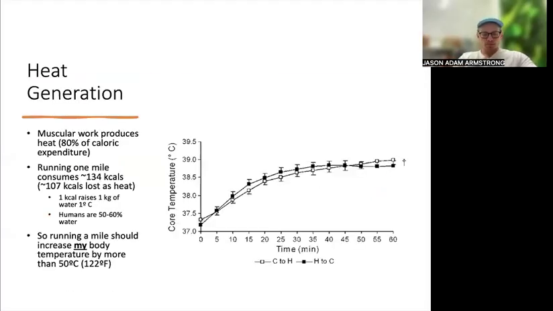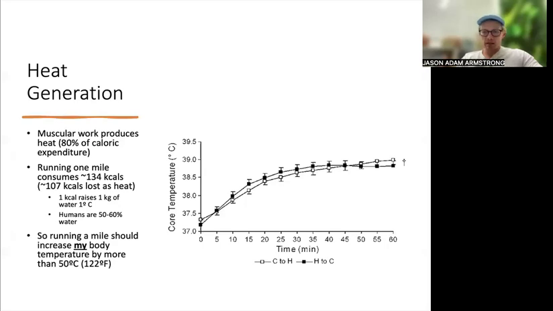So first, heat generation. And I'd love you to pull out a piece of paper and do some of this math because it's really good practice for you, and it should pull back some of the aerobic considerations, the aerobic calculations, which is really good review for you, especially because we have exam two coming up next week. So muscular work produces heat, right? About 80% of the caloric expenditure is lost as heat. So you should be able to calculate running 1 mile and how many calories that consumes.